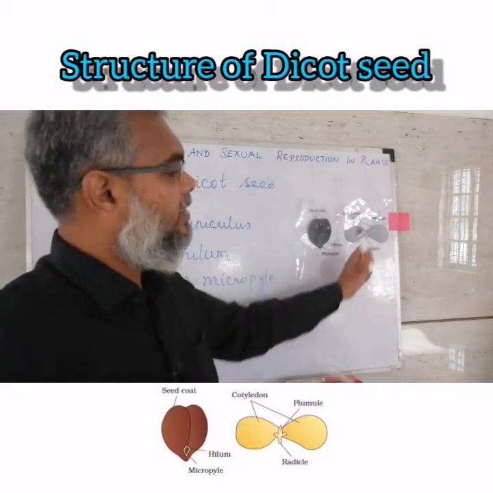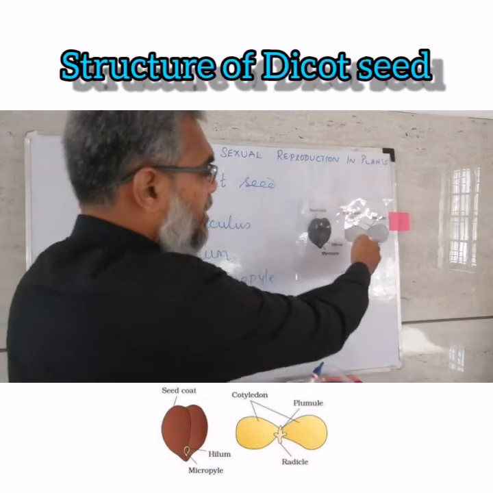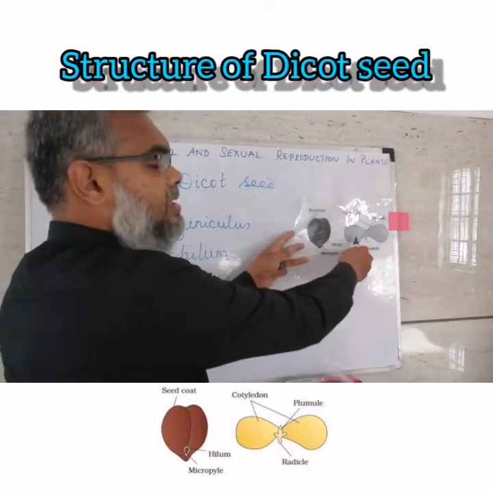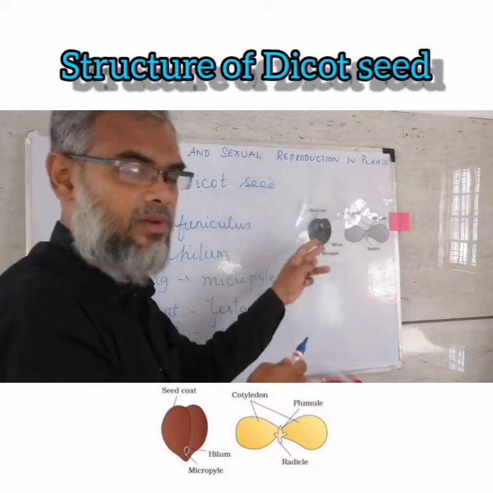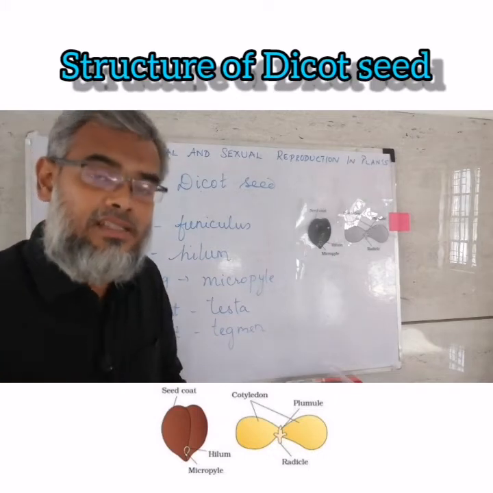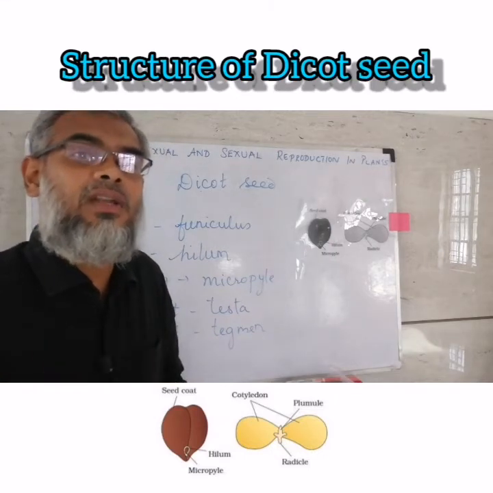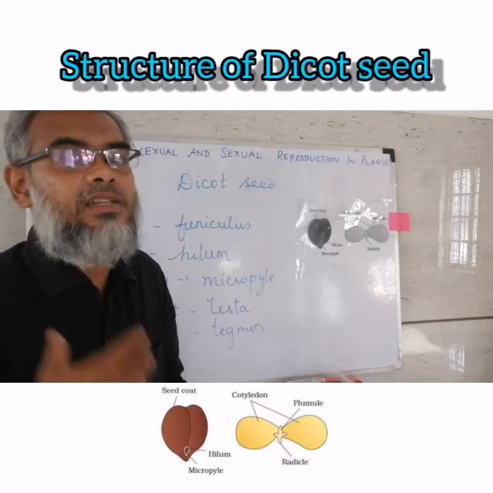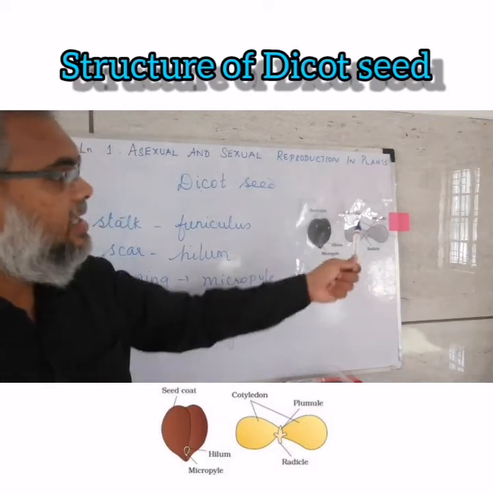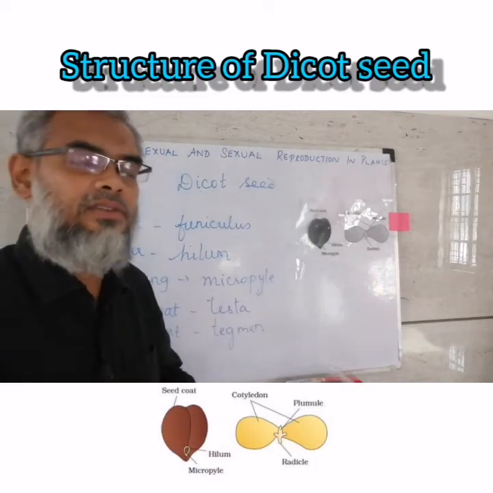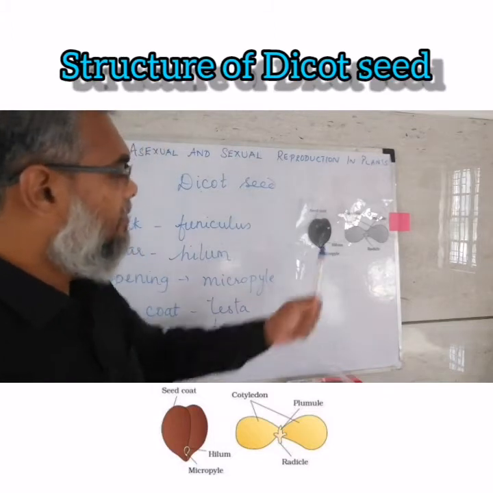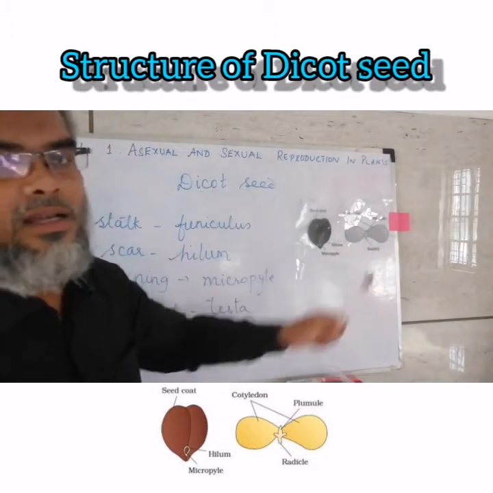Now two cotyledons are laterally arranged on the embryonic axis. This is the embryonic axis, and two cotyledons are present laterally. This cotyledons only will have nourishment. In case of monocot seeds, endosperm will have nourishment. It gives nutrition to the embryo. But in case of dicot seeds, these cotyledons will have nutrition. It will supply nutrition to the embryo. So two cotyledons are present.